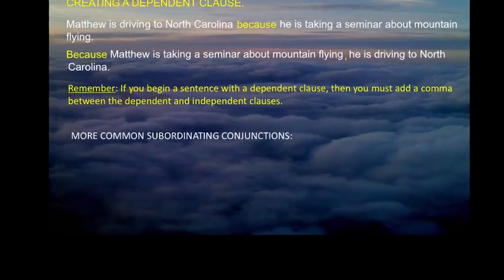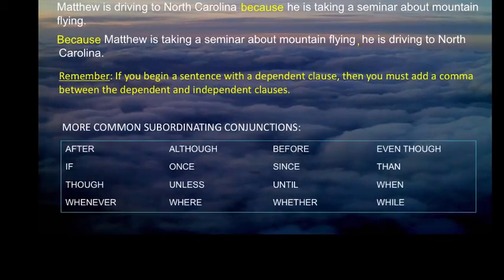More common subordinating conjunctions are after, although, before, even though, if, once, since, than, though, unless, until, when, whenever, where, whether, and while. There are many other subordinating conjunctions. You only need to review the list in your textbook or on the internet.